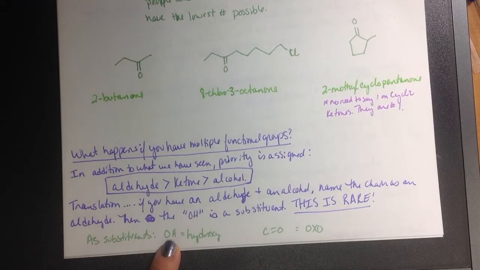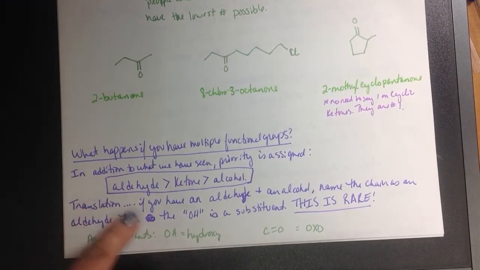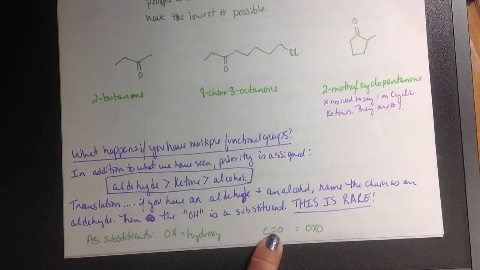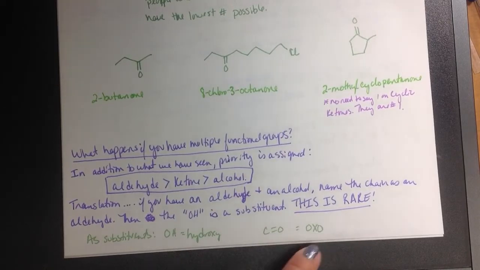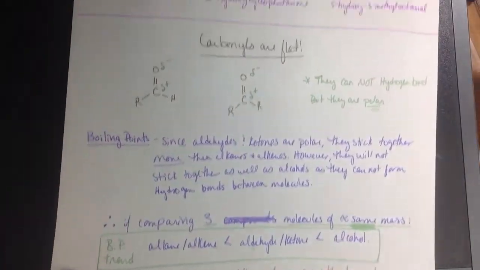If you're listing OH as a substituent, because you've got an aldehyde there that takes higher priority, it becomes a hydroxy group. If you have a C double O bond that you are listing, it becomes an oxo group. Let me show you what I mean, because that's not quite as clear.